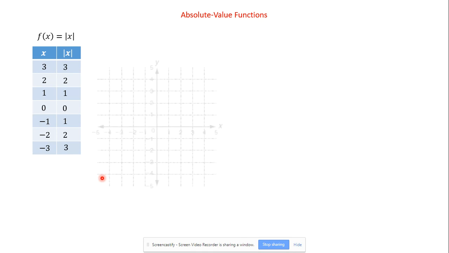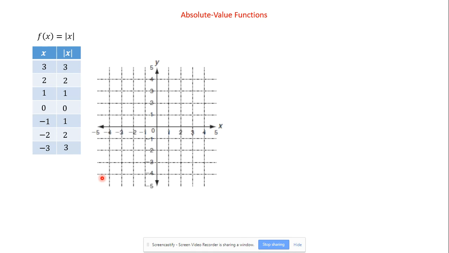Now to graph it. We can plot some points. There we go. And notice it has this shape. We plotted our points, connect the dots. It's straight lines. We're looking at linear absolute value functions. And so we can connect the dots that way and that way, and it makes this shape. It's a V. Absolute value functions make a V shape in the graph.